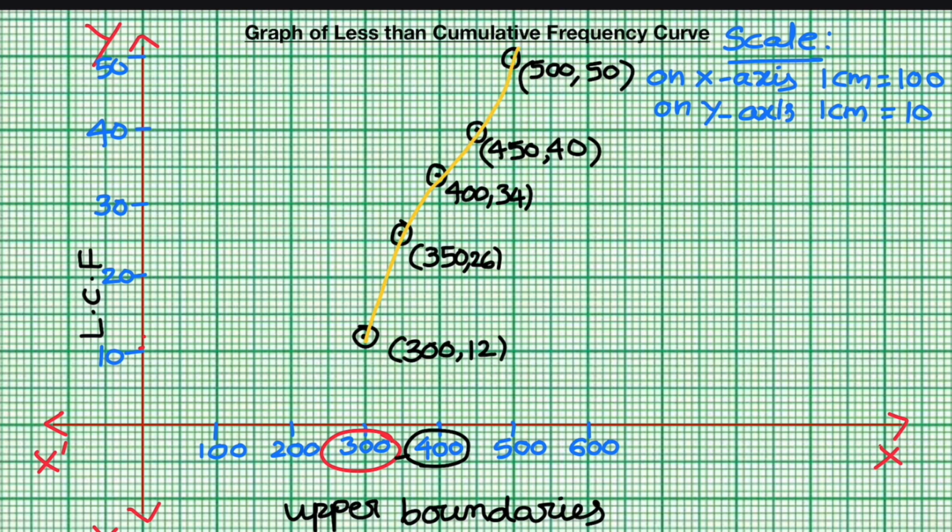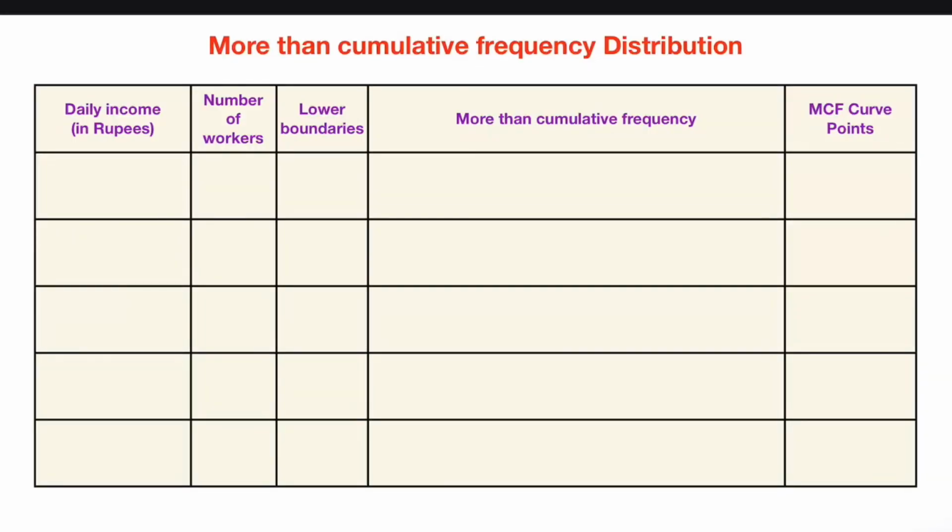Now I will explain the more than type frequency distribution curve. First we have to prepare the greater than cumulative frequency distribution, or more than cumulative frequency distribution. In the table of this form, I will take class intervals, that means daily income in rupees, number of workers, that means frequency, lower boundary of the class interval, greater than cumulative frequency, and greater than cumulative frequency curve points.